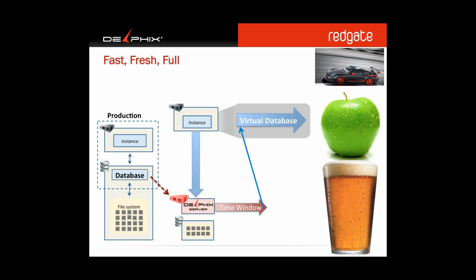And what this gives us is access to fast, fresh, full database clones. So they're fast. Creating a clone only takes a couple of minutes. The fastest clone is a clone that doesn't require any copying. There's no data movement. We just start up an instance on a target machine and point it at those shared data files on Delphix. It's fresh data. It can be provisioned within a few minutes from the production database. And these are full copies of the database.